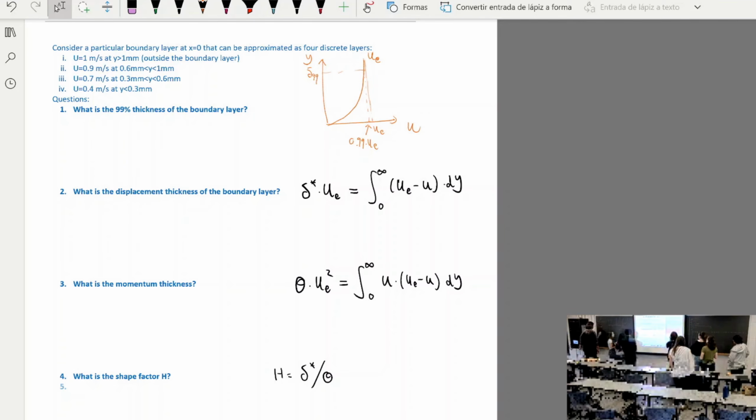Which question are you working on? Yep. For that one, the easiest way is to stick to this picture. You draw a 0.99, go upwards, and see where you hit the profile. Where do you hit it? No, just look at the discrete profile. Exactly. That's the right answer.